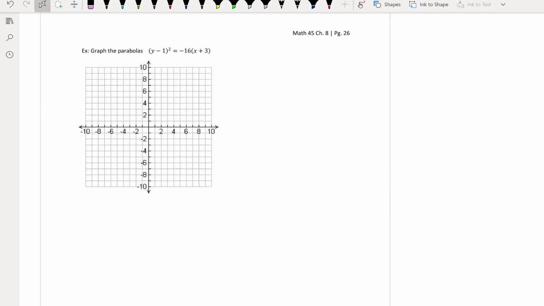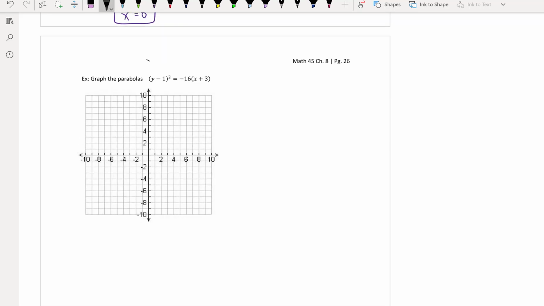So we want to graph the parabola that has (y minus 1) squared is equal to -16 times (x plus 3). So this is where we are going to find the vertex and also the general equation. So remember that my general equation is going to be (y minus k) squared is equal to 4p times (x minus h). So I definitely have (y minus 1) squared is equal to 4p value times (x plus 3).